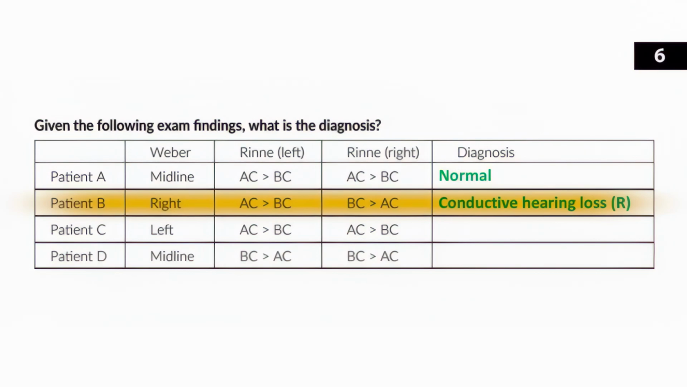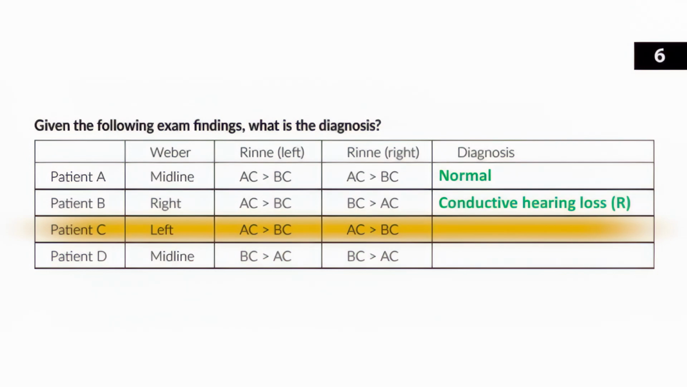And our Weber test confirms that. Remember, in conductive hearing loss, the Weber test lateralizes to the side of the affected ear, so everything matches up. In patient C, the test is normal on both sides. So we're done, right? Wrong. This is how you get fooled if you try to hang your hat on one test without the other.